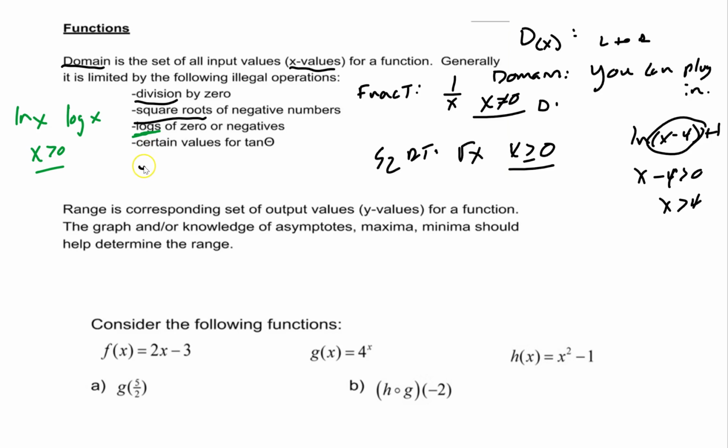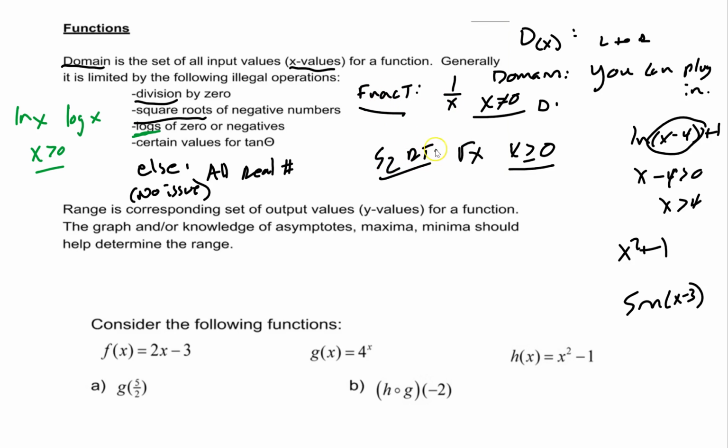Everything else, besides tangent, which we really won't focus on, is all real numbers, because there's no issue. If I give you, what's the domain of x squared plus 1, I could plug anything I want into there. So all real numbers. If I give you, what's the domain of sine of x minus 3, I could plug anything I want into sine. There's no issues. All real numbers. So the only time we have issues is if there's a fraction, a square root, or a natural log or log. And some values of tangent, but we're not going to care about those right now.